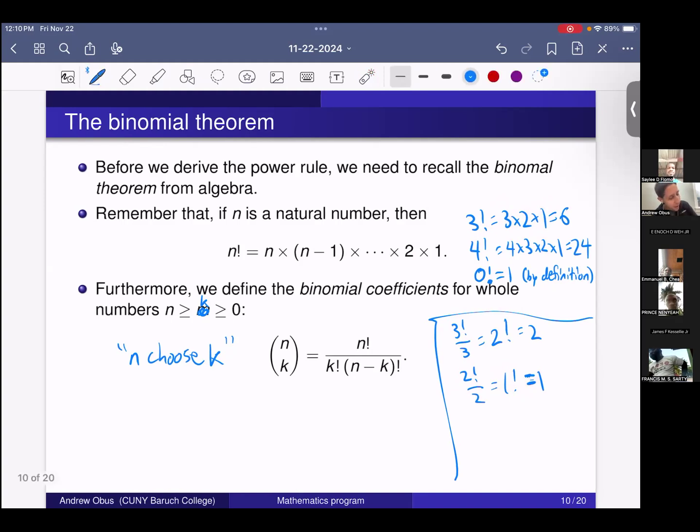So if we continue this pattern, we should have that 1 factorial divided by 1 should be 0 factorial, right? This is the pattern here. 1 factorial divided by 1 should be 0 factorial. Well, this side is 1, so this side should also be 1. This is maybe a justification of the definition.